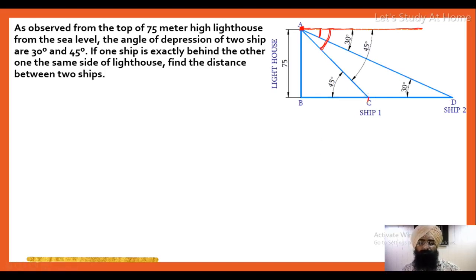Read the statement carefully, it is your duty. We want the distance between the ships. What we want to find? We want to find CD. Very easy, CD. How to find CD? Subtract, that is all we have to do. BD minus BC. Okay, so this implies again your favorite tan 45 degrees is equal to 75 over BC. This implies BC is equal to 75 meters.